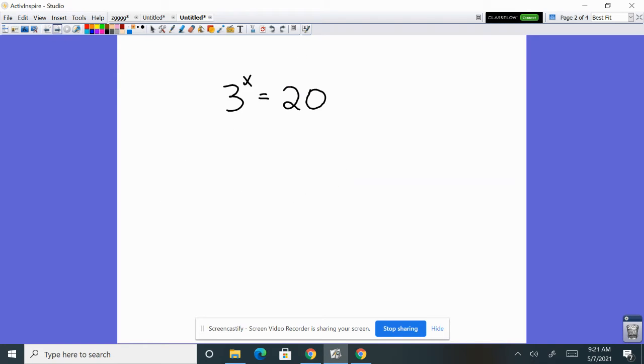Well, how do I do this? 3 to some power is 20. Now, I know 3 squared is 9, but 3 to the third is 27, too much. So I know it's 2 point something, but how do I get it? Here's how we get it.